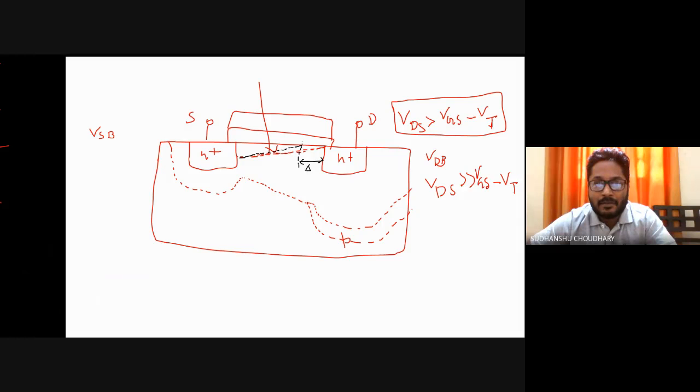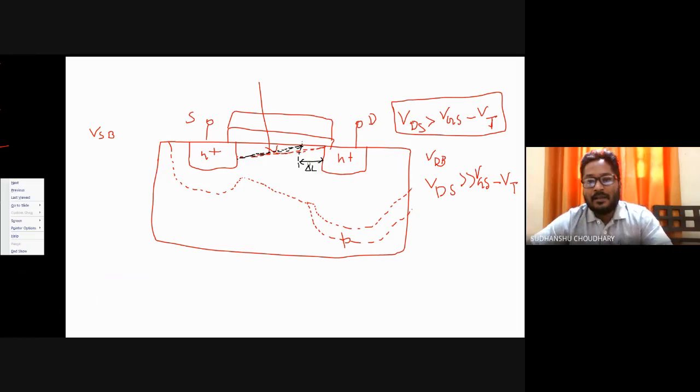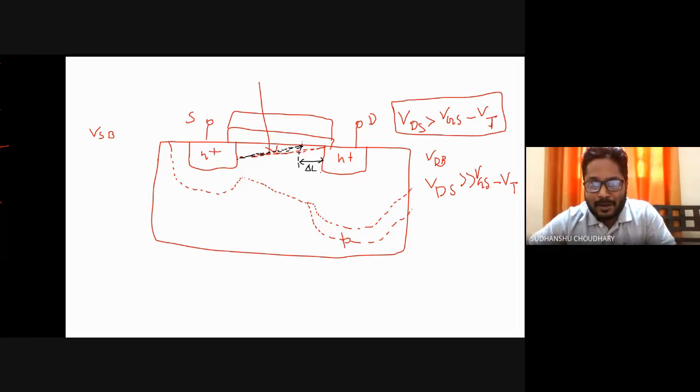delta L, but still the current flows from drain to source. There is no channel in this region, that is delta L, but still the current flows. Okay, and why does the current flow? Because in this region you have very high electric field.